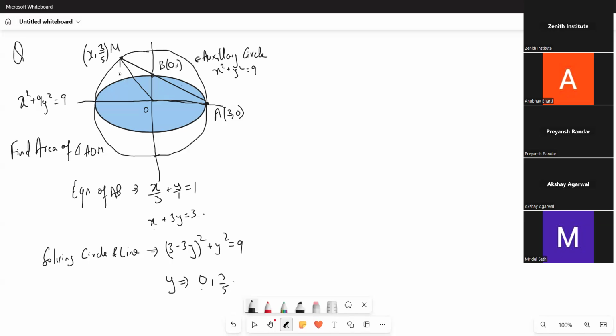So let's suppose from M we drop a perpendicular. So what will be the length of this perpendicular? It would be the y coordinate 3/5, and how much will the base be? What will be the base of the triangle? The base is OA. So area of the triangle would be half into 3/5 into OA, which is 3.